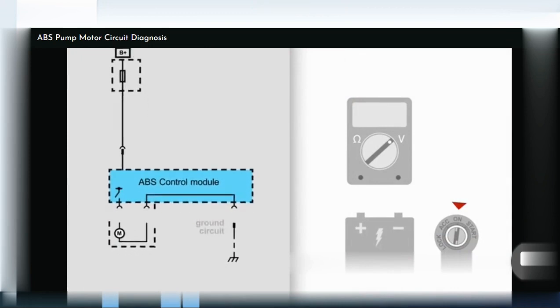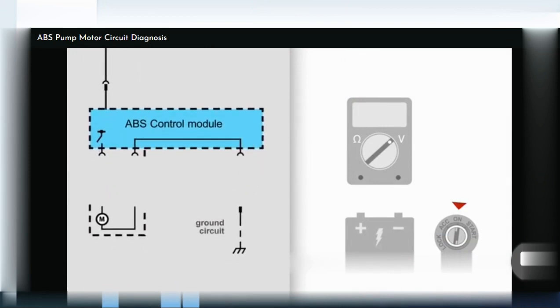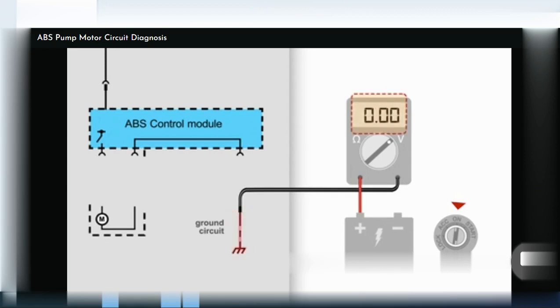Disconnect the module harness connector. To check for an open on the ground circuit, put one meter lead on the ground terminal at the module connector and put the other lead on battery positive. You should see 12 volts. 0 volts will indicate an open circuit.